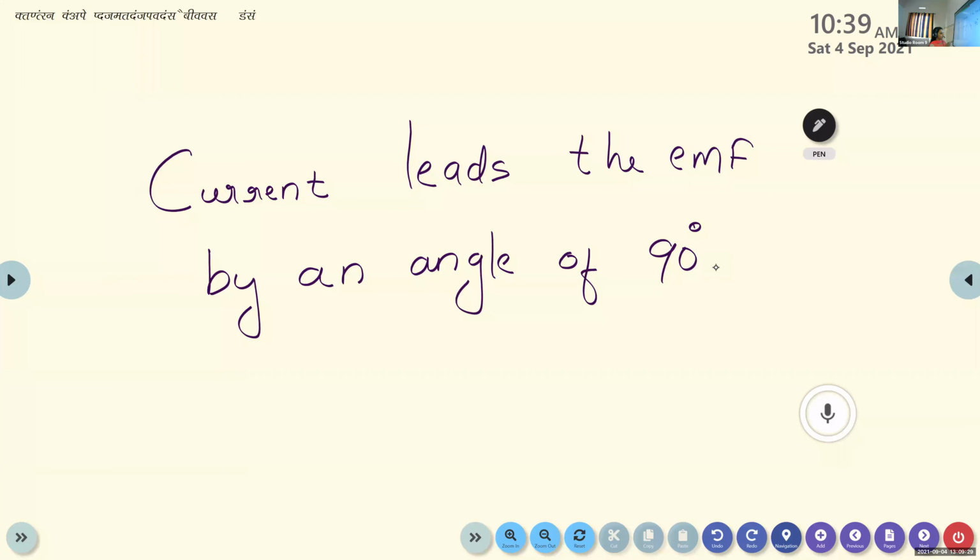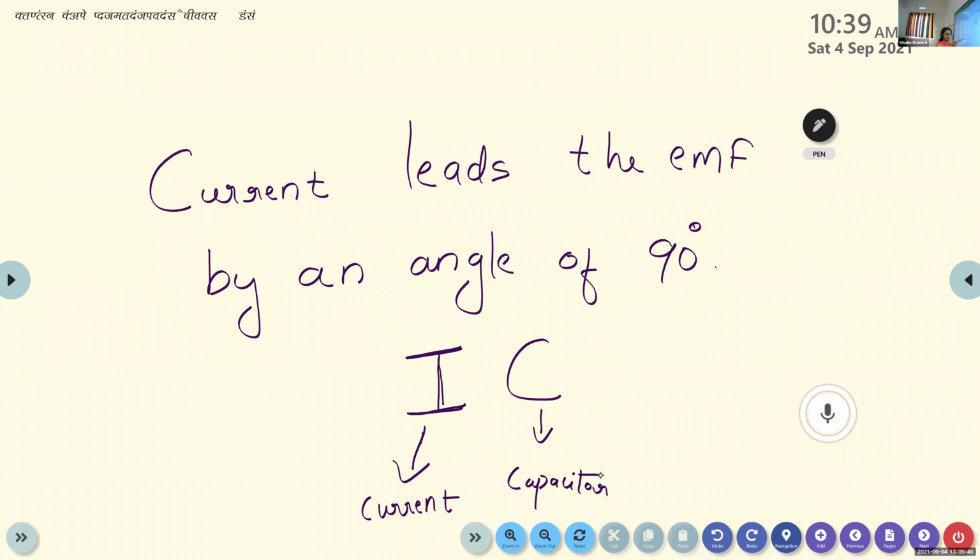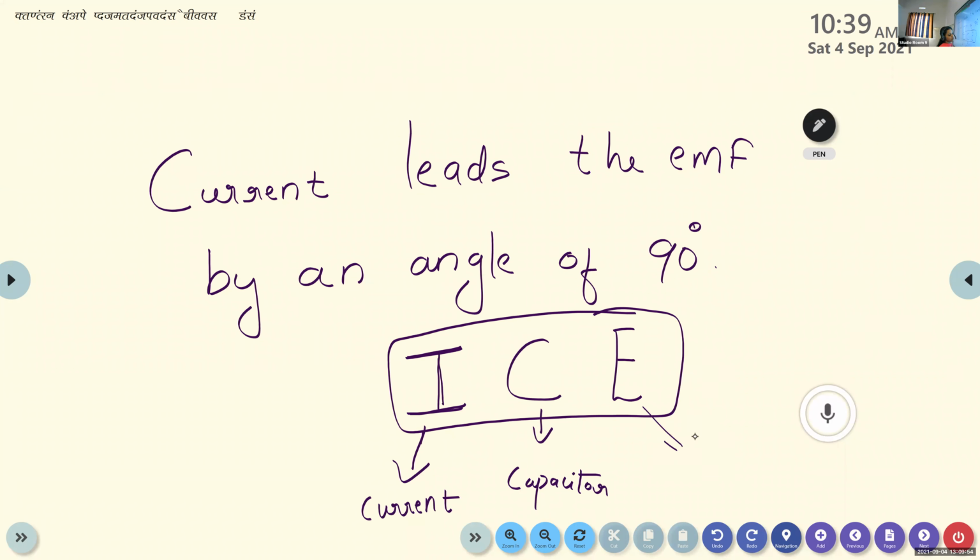Here also I will give you a short method to study. Suppose I represents the value of current. Here I leads, so we can write the current first. In the case of capacitor, C represents capacitor, and EMF is represented by the letter E. So in the case of capacitor, current is first. Current leads the EMF. In the case of inductor, we have ELI.